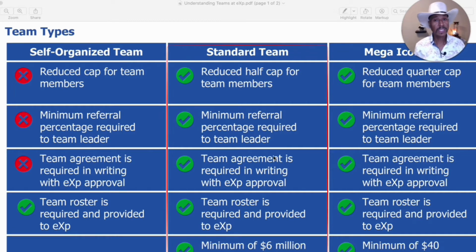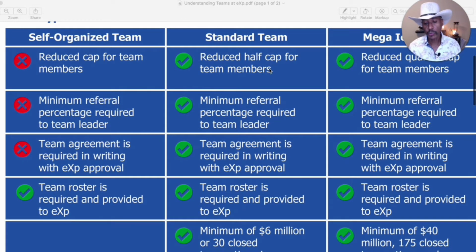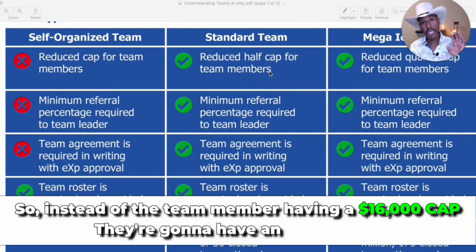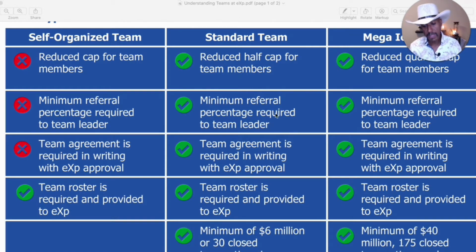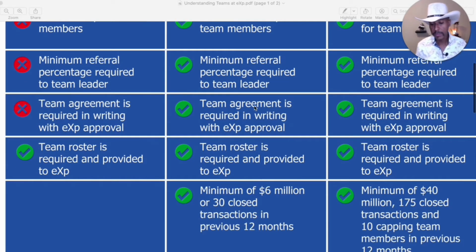Now, a standard team, which is the kind of team that many are more used to seeing, has a reduced cap, what we call a half cap, for team members. So instead of the team member having a $16,000 cap, they're going to have an $8,000 cap. There is a minimum referral percentage required, and we'll talk about that in a minute. Team agreement is required in writing and with eXp approval. So you have an ICA agreement, and eXp has to approve that. Team roster is required and is provided.